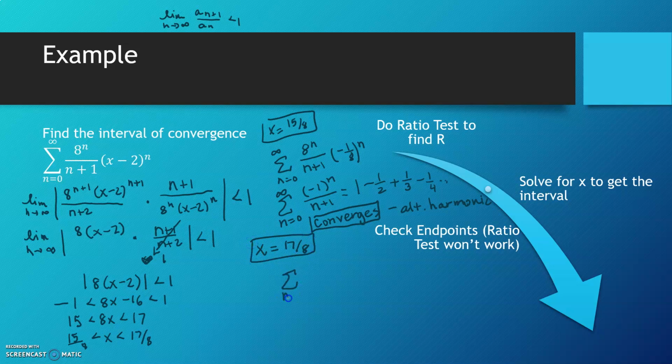So then we do the sum from 0 to infinity of 8 to the n for n plus 1, and now we put 17/8 in. 17/8 minus 2 would be positive 1/8. And so this series is not alternating. This series is going to be just 1 to the n over n plus 1. And so this series would be the harmonic series, 1/2, 1/3, etc. So this one diverges because it is harmonic.